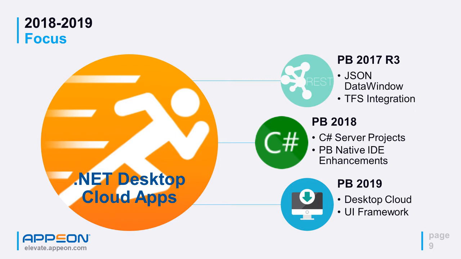And also, we've added Git and SVN. The next one we'll add is TFS. So you have native integration with Team Foundation Server. So the second thing that's coming out is PB 2018. And what I'm listing out are the key highlights, not all the feature set. These are the key features that are going to enable you to develop .NET desktop cloud apps in PowerBuilder.